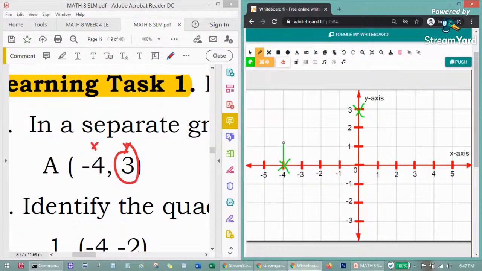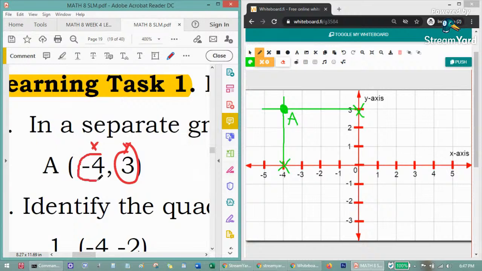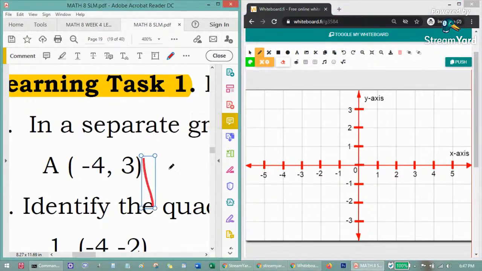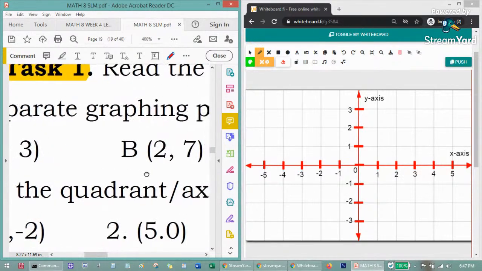Kung maglalagay tayo ng linya dyan, makikita natin that they are intersecting at this point. This point is point A. Point A, where ang coordinates niya is x -4 and y is +3. Okay? Let's look at another example.